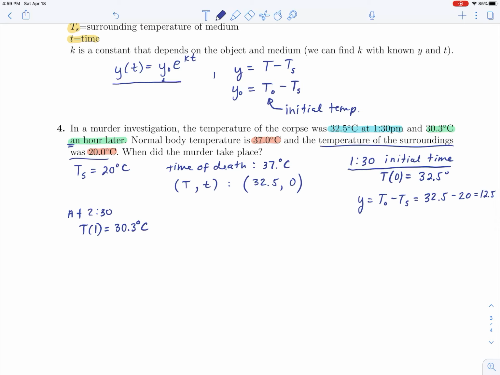And so if we look at our model, well, actually we don't need to look at our model just yet. We need to find Y of 1. That's going to be 30.3 degrees Celsius minus 20 degrees. So that is, let's see, 9.7 degrees.